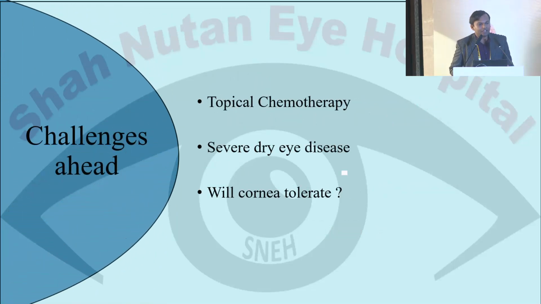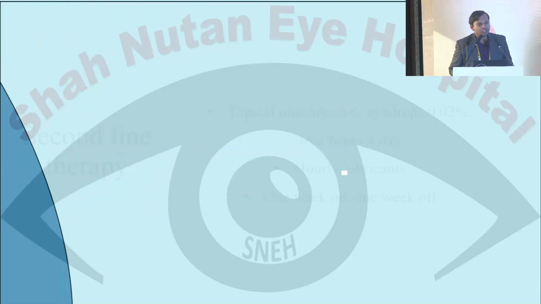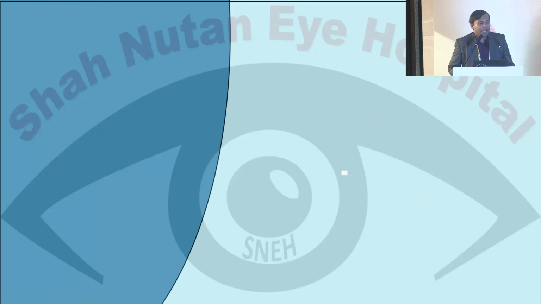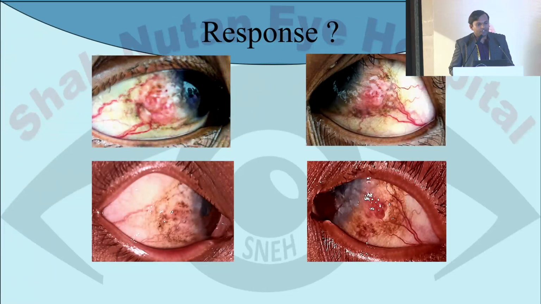So the challenge ahead was, should we go ahead with topical chemo or now start surgery? Since he had very severe dry eye disease, there was a high risk of keratomalacia. So under hourly lubrication, we went ahead with low-dose topical mitomycin C 4 times, 1 week on, 1 week off. At the end of 6 cycles, we had a very significant response with regression in the height of the lesion and also the limbal clock hours. After 6 cycles, the patient had started developing punctate staining with mitomycin, so we went ahead with surgery.